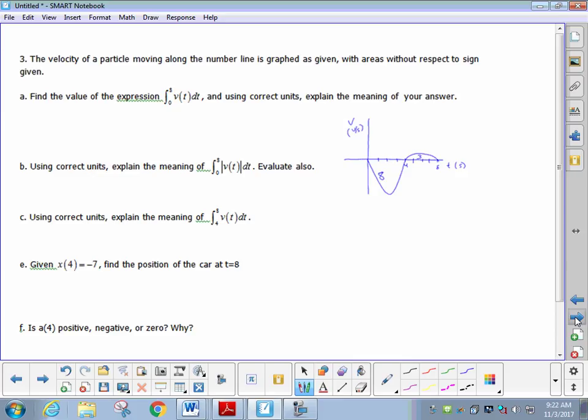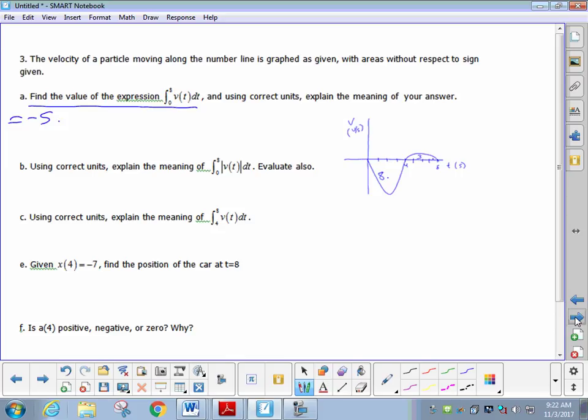Okay. This, from 0 to 8, because there's no absolute values, that is distance or displacement. Actually, it says find the value first. So what's the value? The area under the curve. Keeping stuff negative, it is -5. That's the answer to the first question.